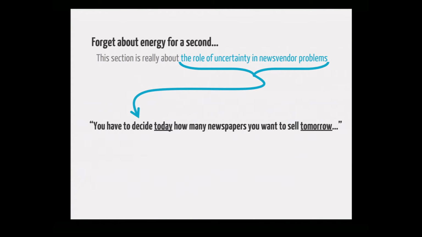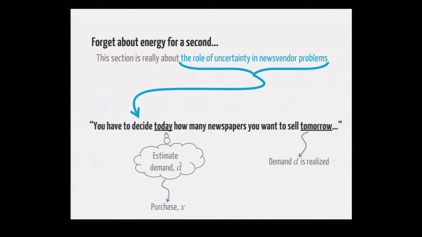It's basically the task of selling newspapers out on the street tomorrow morning, but you have to buy them now. So you have to figure out how many you're going to buy today when you're going to sell them tomorrow. To do that, you have to estimate the demand. You estimate how many you're going to need to sell, and you get that D hat. You purchase some amount based on that estimate. Tomorrow, the demand is realized, and you sell. If you overestimate, I guess, sorry, this should be a hat.